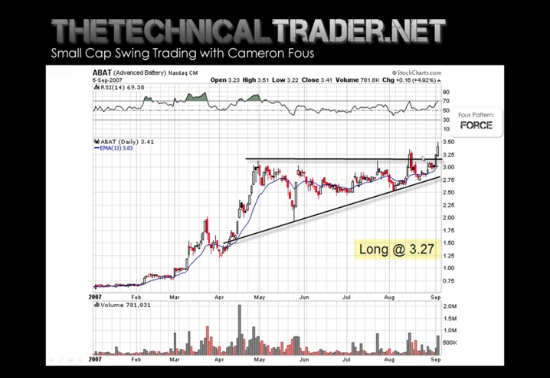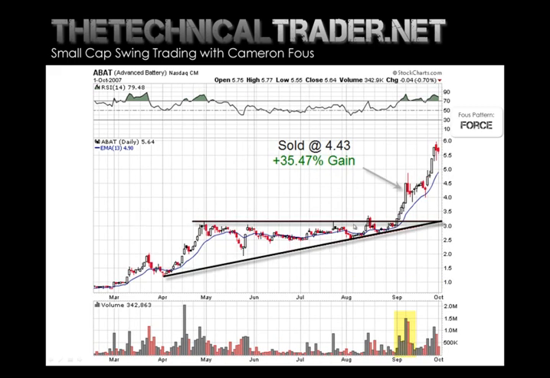So I gave this another go at 327 to see if this could break out, because we got this beautiful looking force pattern and it actually closed at highs above this past peak. So this is looking pretty solid going forward. And that's exactly what happened.